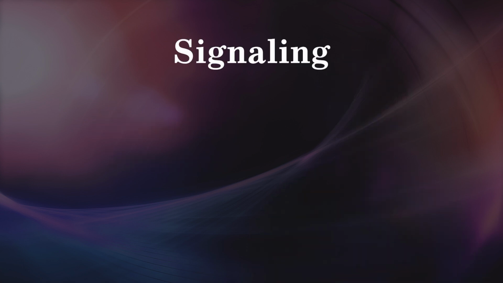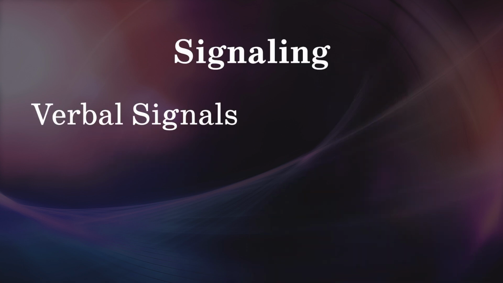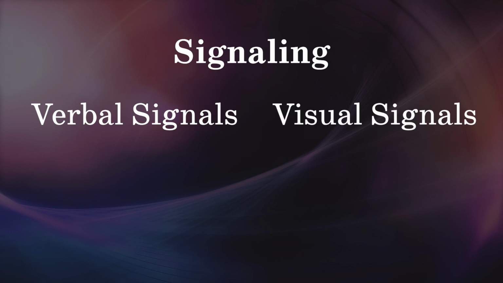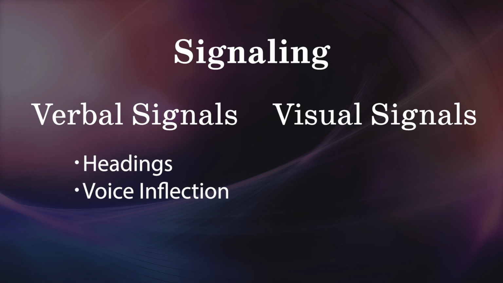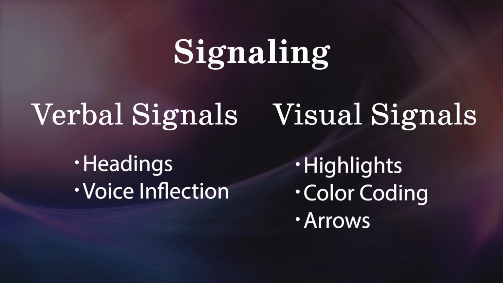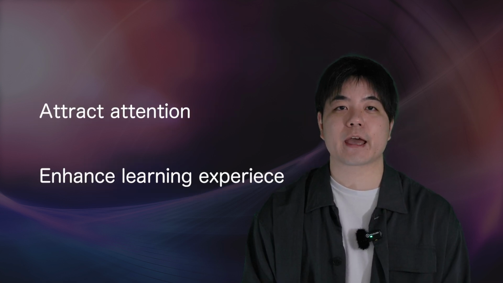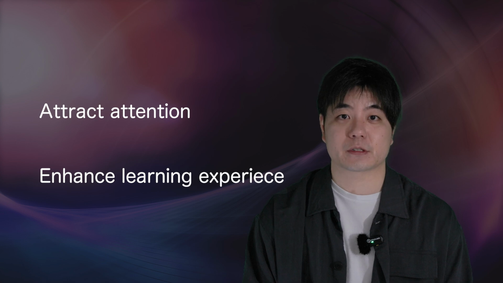Signaling can be divided into 2 types: verbal signals and visual signals. Verbal signals include elements like headings and voice inflection, while visual signals involve highlights, color coding, or arrows. Using these signals can attract learners' attention and enhance their learning experience.